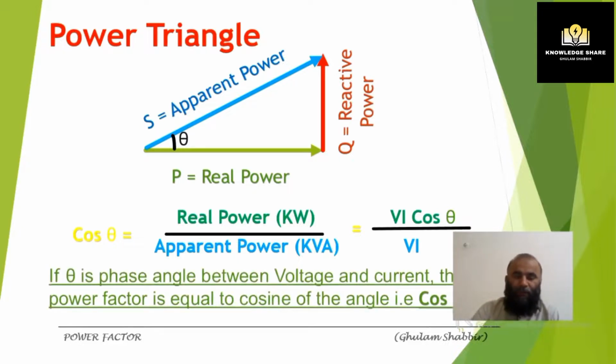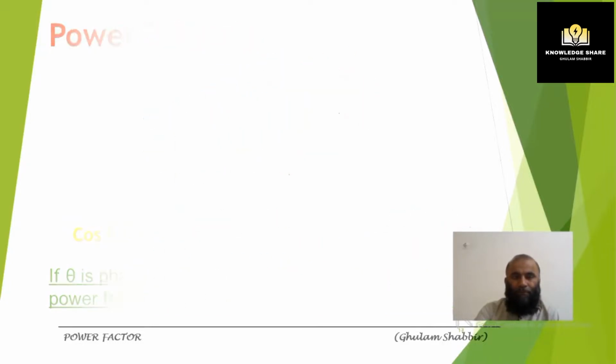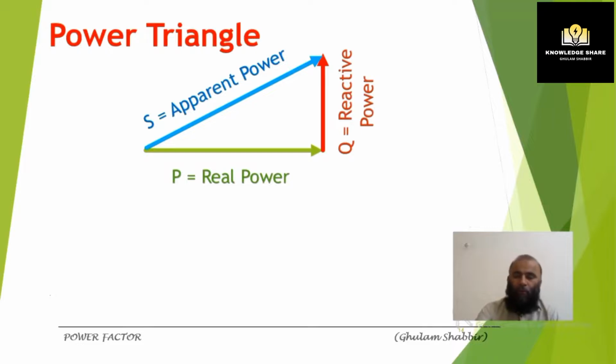We can also define the power factor as, if phi is the phase angle between voltage and the current, then the power factor is equal to the cosine of the angle, that is cos phi. Now we will see the real power, reactive power, and apparent power.